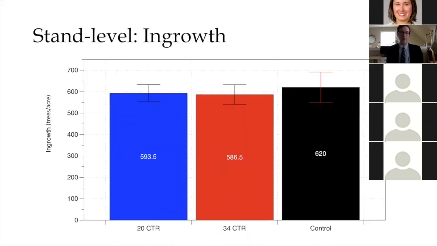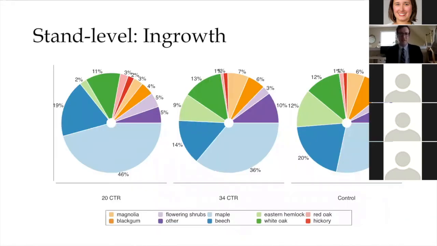And last, at the stand level, the ingrowth was very similar across treatments. It all hovered around 600 trees per acre. The species compositions of the ingrowth were fairly similar too. I would especially note the species in blue. That's your maple and your beech, those shade tolerant species that have proliferated in the understory and midstory of these oak dominated forests. And also the light green right next to the blue is eastern hemlock, which is another shade tolerant. If you look at those three slices all together, you see that the majority of the ingrowth, regardless of treatment, are these shade tolerant trees.